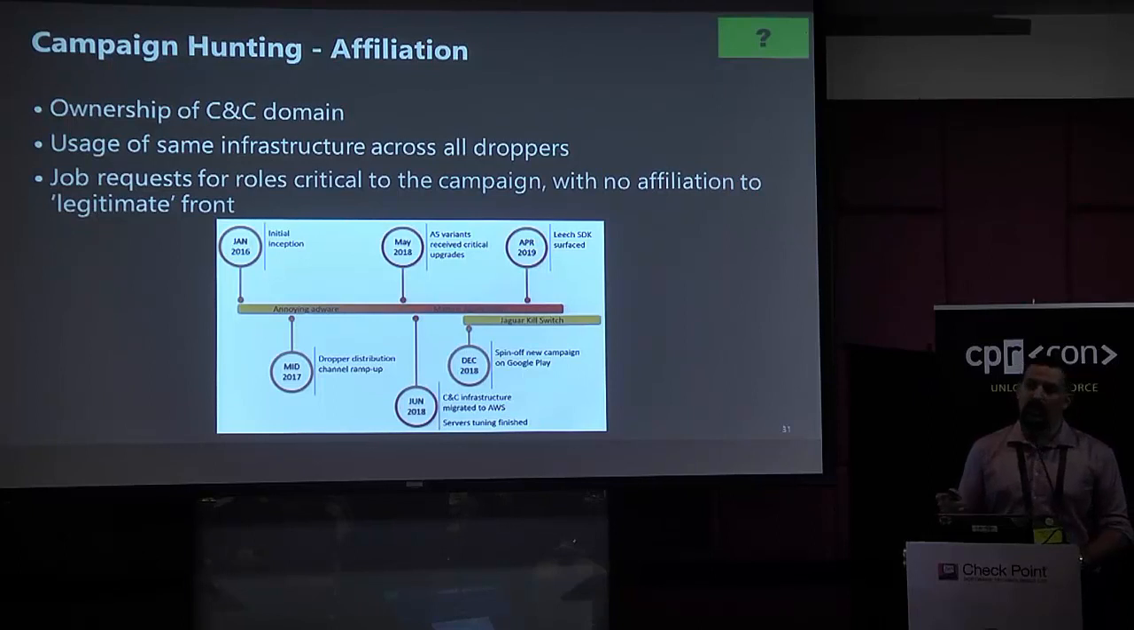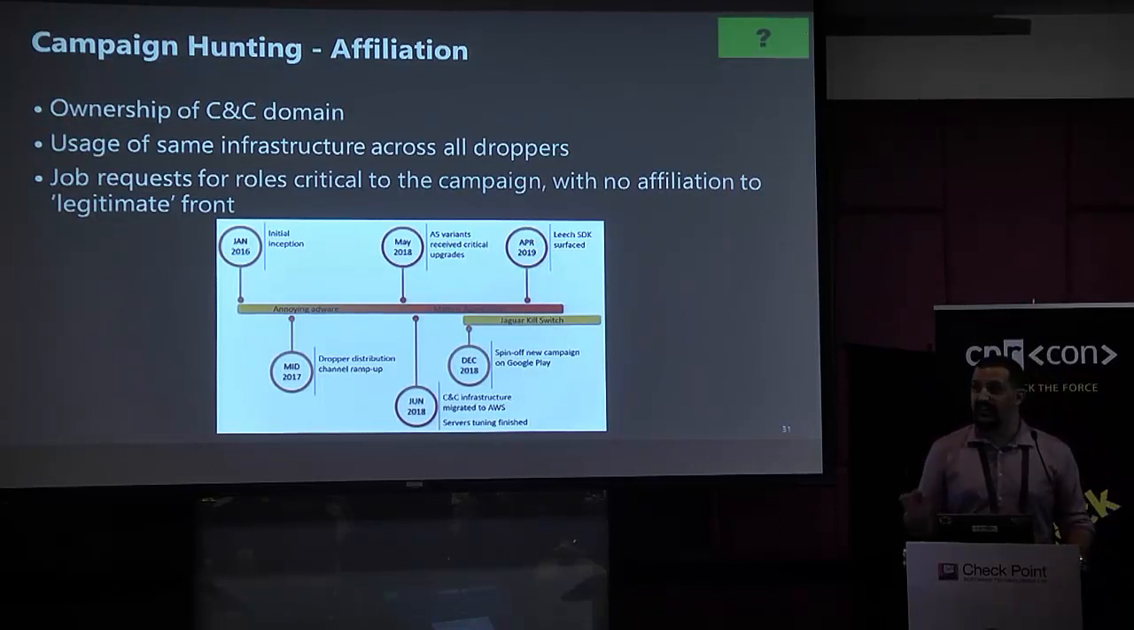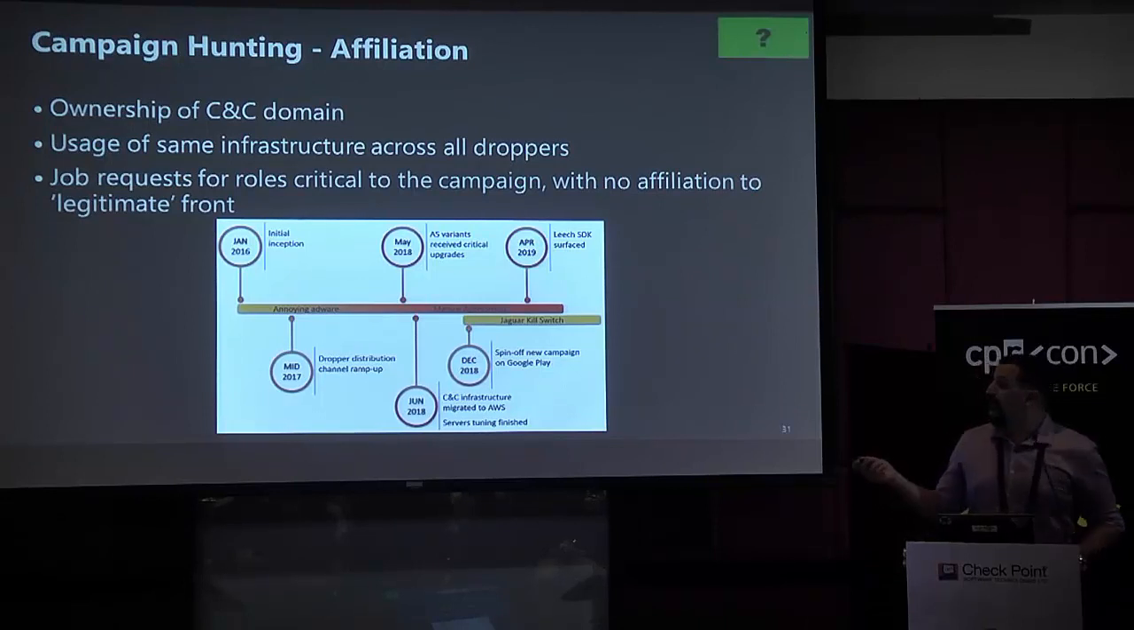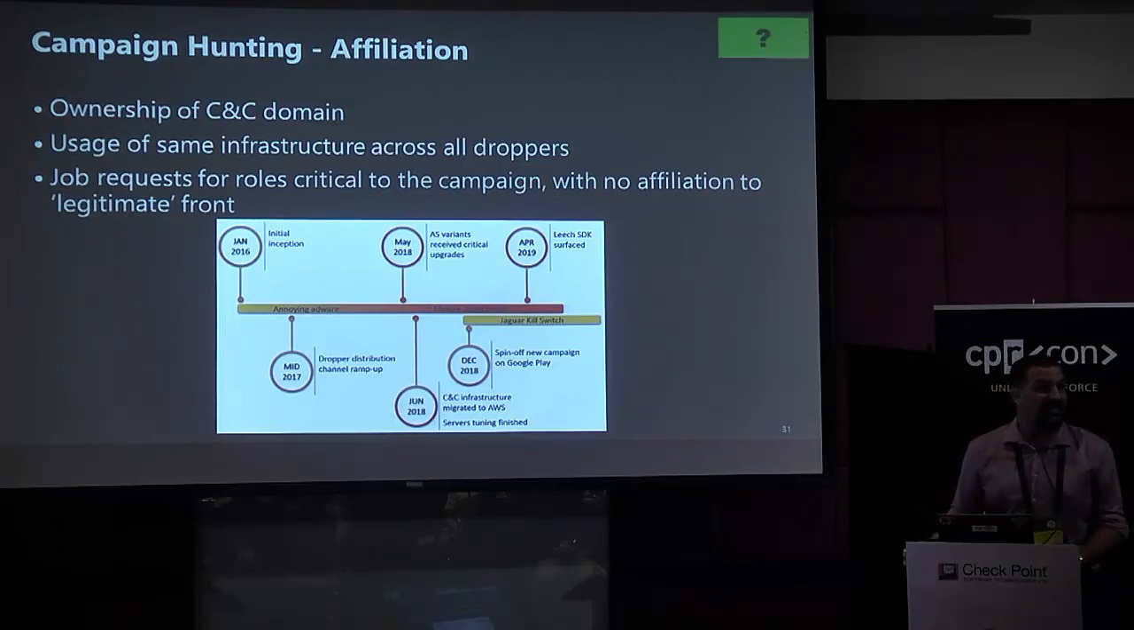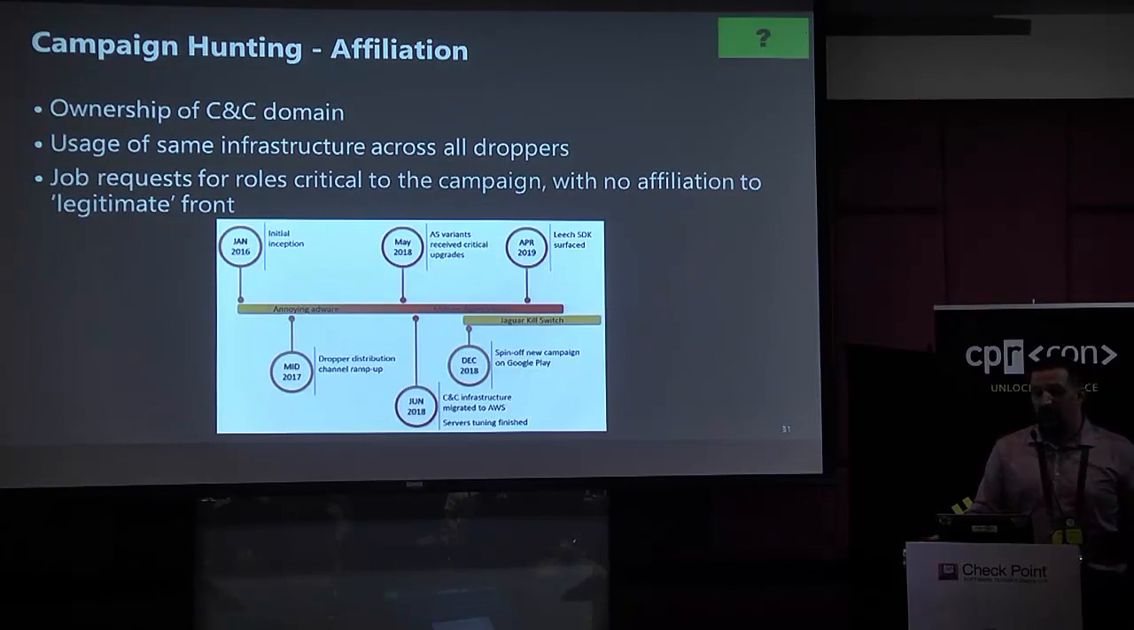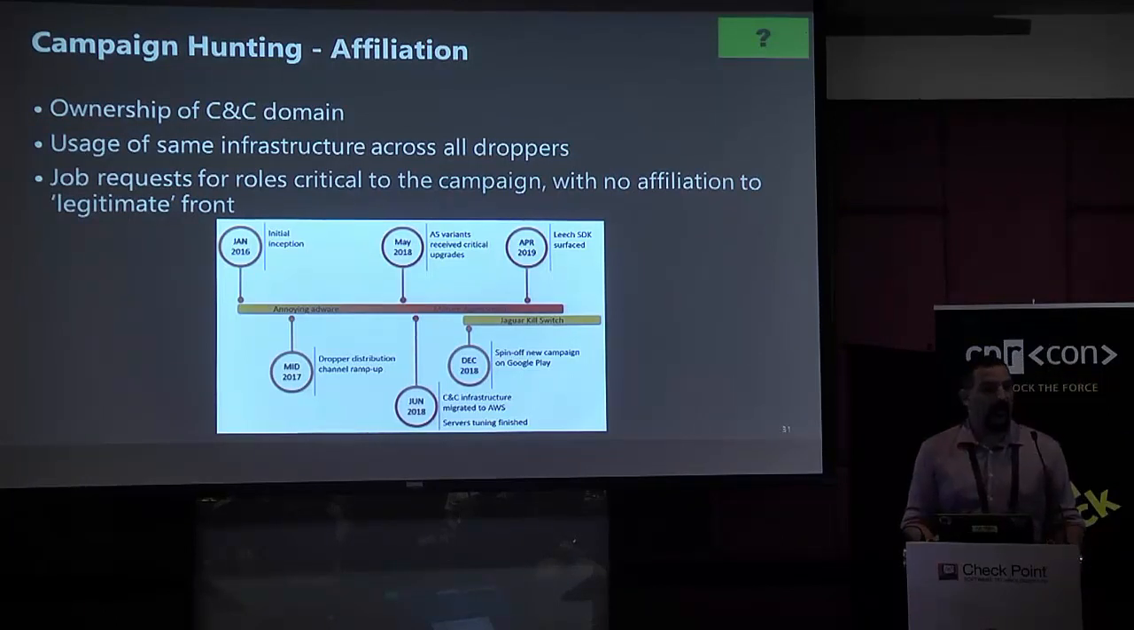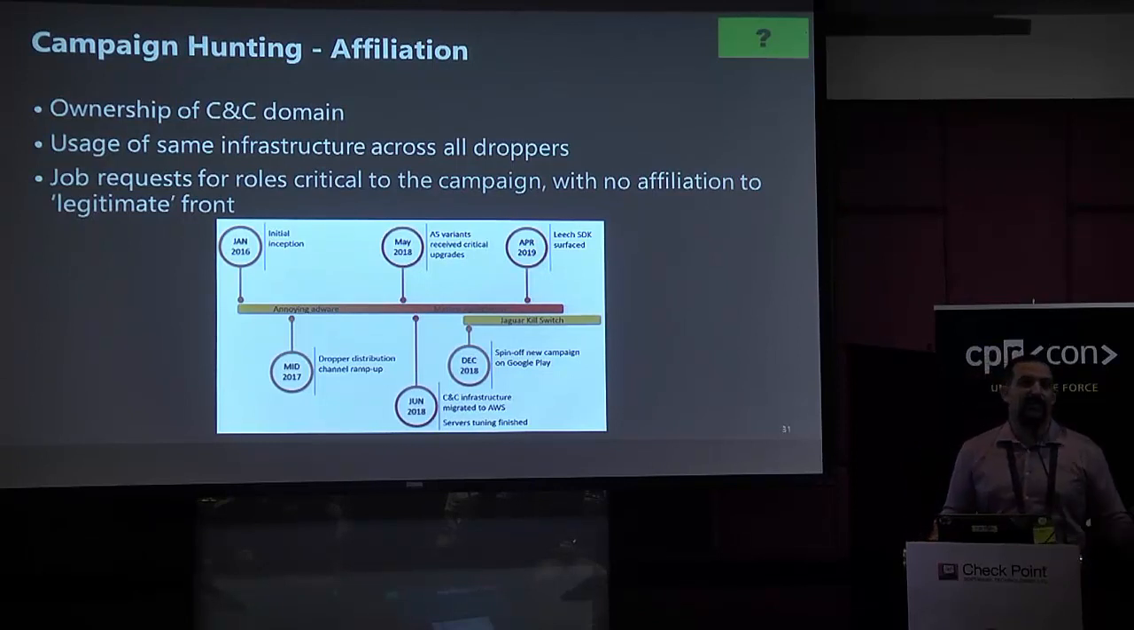So we decided to take a look at every single application that this distributor distributed. Starting from January 2016, when we observed the initial inception of the concept. Jumping to mid-2017, when the dropper distribution received a ramp up across 9app. Jumping to May 2018, when AgentSmith received a critical update to update its own code on the fly. To June 2018, when the entire CNC infrastructure migrated to AWS. And to December of 2018, when we started observing the baby steps of infiltration into Google Play. All the way to April 2019, when AgentSmith actually reached its full potential.